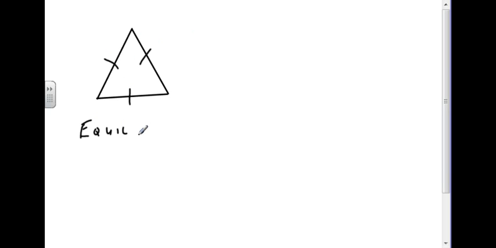So my triangles could be all the same size. And does that look almost like all? Pretty much. If these sides are all the same, then I'd have an equilateral triangle. So it's a triangle because it has 3 sides. The sides are all equal, so it's equilateral.